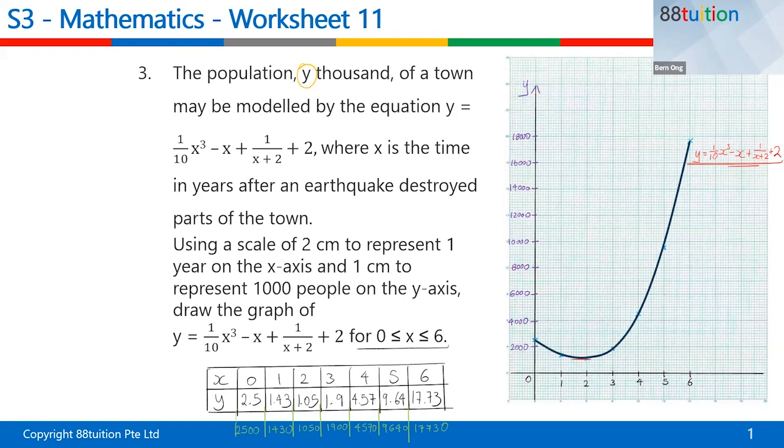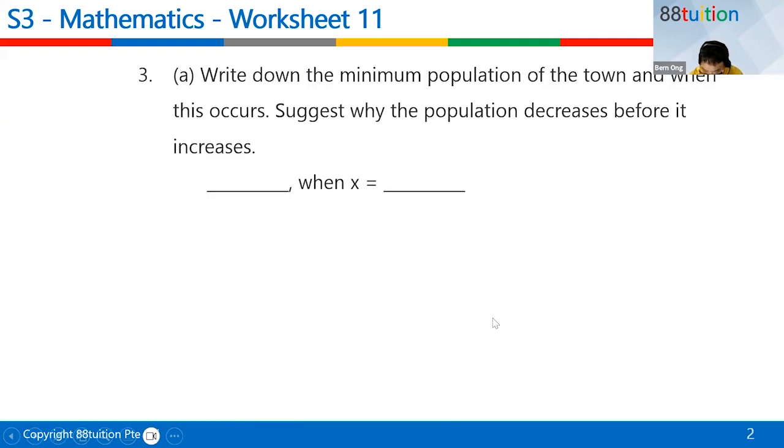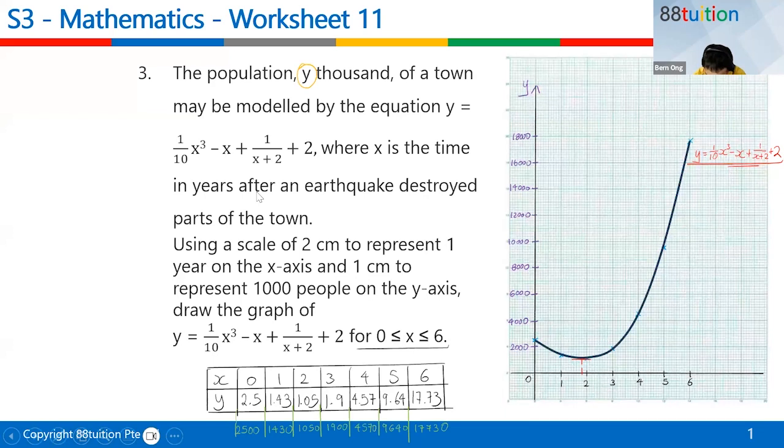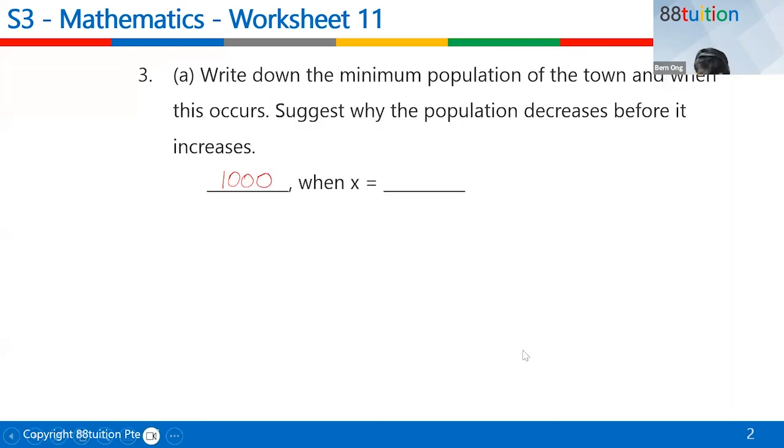So this is the part whereby the curve actually goes up, and this is at maybe 1.8. Can you see that? As best as you can, no choice. So the minimum population of the town is 1,000. When the population is 1,000, this is the lowest part, and x is at 1.8.